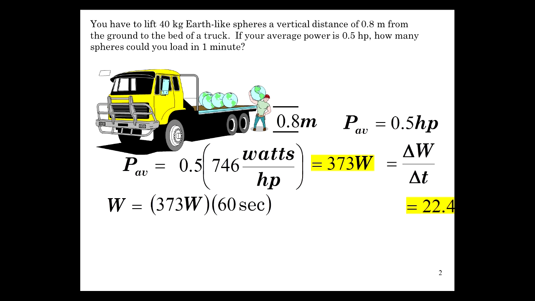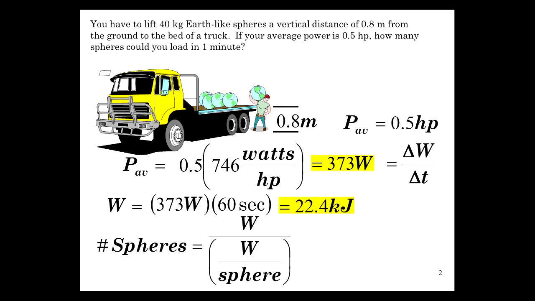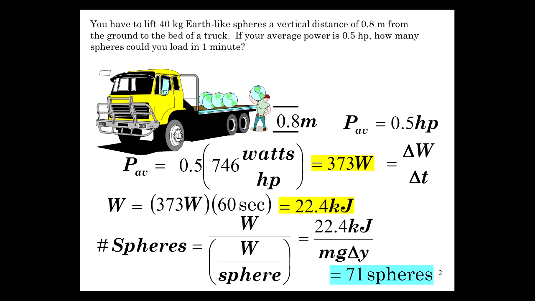So 373 watts times 60 seconds, 22.4 kilojoules. So the number of spheres that can be lifted will be the total work divided by the work per sphere. There it is. And that will give you the number of spheres that can be lifted. 22.4 kilojoules over the work per sphere, which is force, mg, times the delta y, which is 0.8. And it gives us 71 spheres loaded in a minute. Isn't that an awesome accomplishment of Earth-like sphere loading?